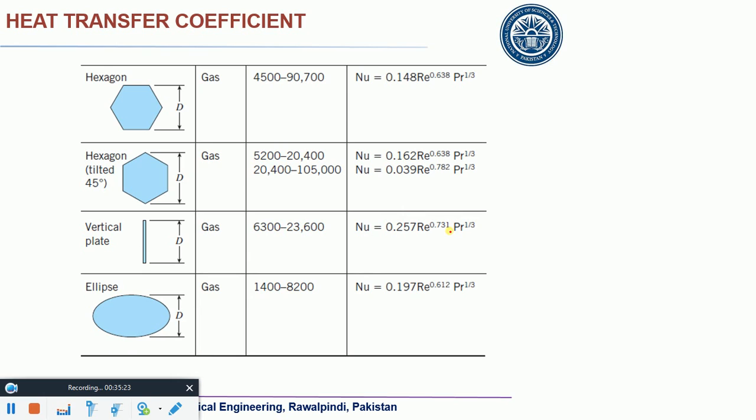Okay, so these are a few other things as well. There are some other shapes: ellipse, vertical plate, hexagon, and hexagon simple. You can see the relationship has the same form. Okay, so you need to consult this table depending on the system which you have, right?